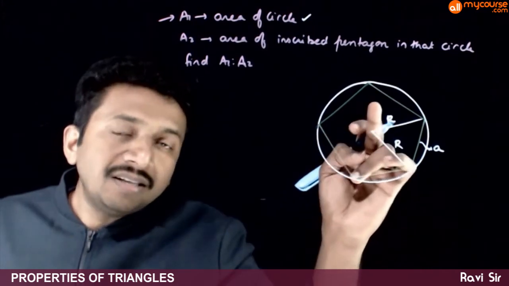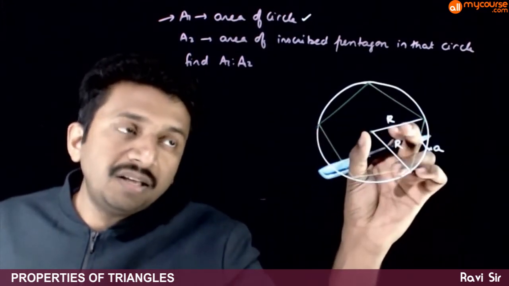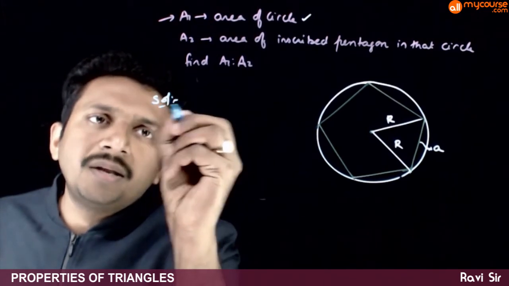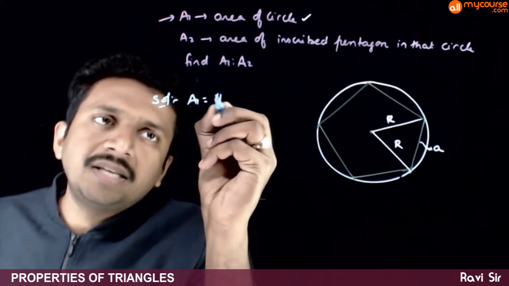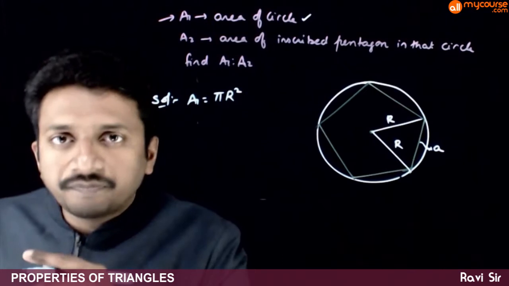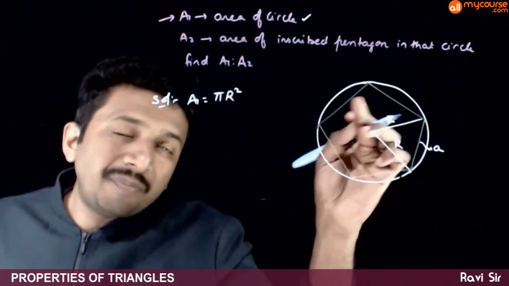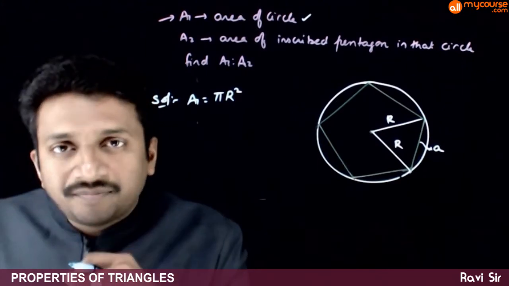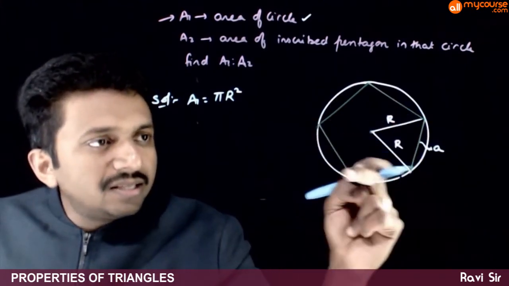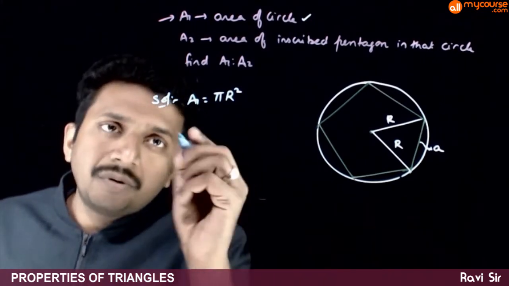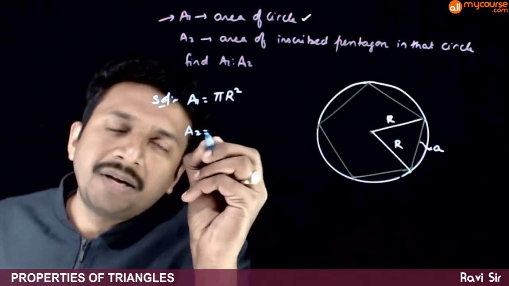So let us say that the radius of the circle is equal to R. So obviously A1, which is the area of the circle, is nothing but pi r square. Now, can I write the area of the pentagon in terms of R? So let us say that A is the side of this pentagon. Now, what is the area of the pentagon?